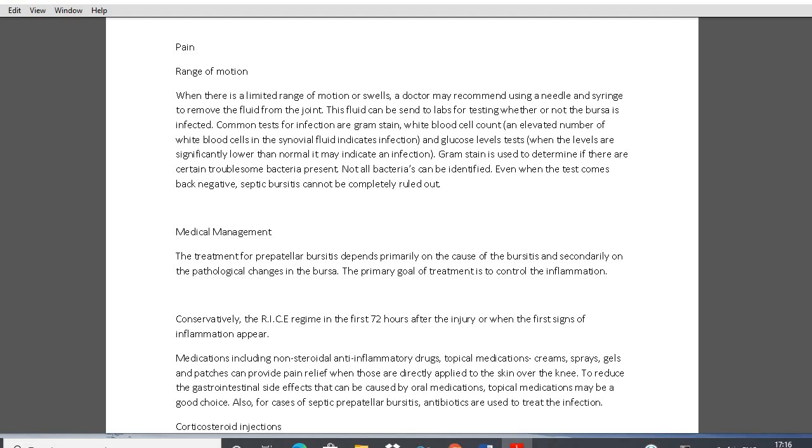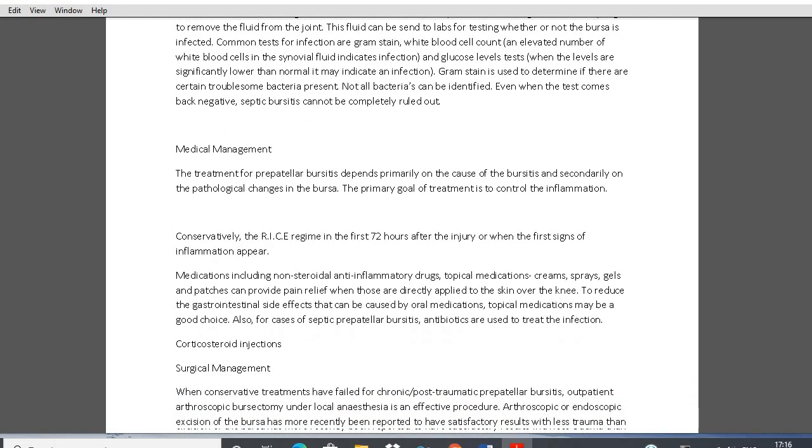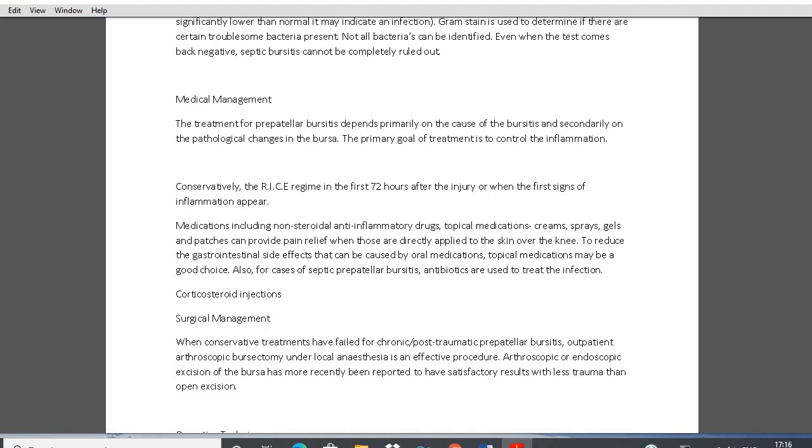Common tests for infective organisms are Gram stain, white blood cell count, and glucose level tests, which are done to rule out septic bursitis. Then medical management is primarily to treat the pre-patellar bursitis depending on the cause. The primary goal of treatment is to control the inflammation.